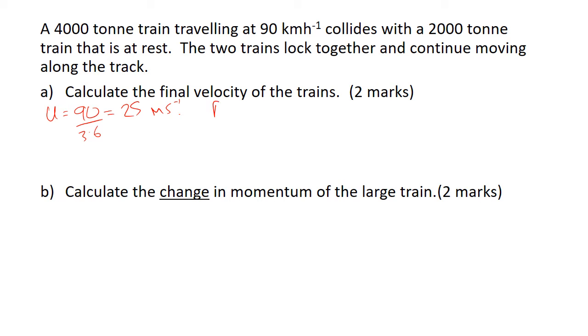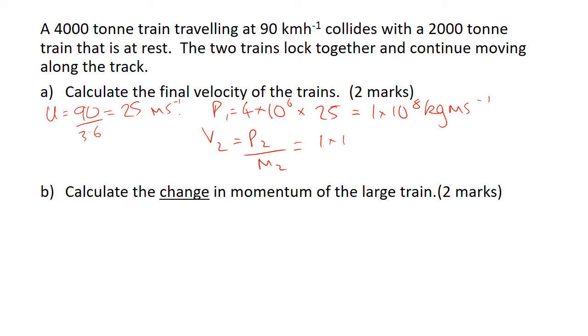Okay, so the first thing we've got to always think about is the initial momentum. Now, only one object is moving before, which is the 4,000 ton train. So that's 4 times 10 to the 6 kilos times 25 meters per second, and we get 1 times 10 to the power of 8 kilogram meters per second as the momentum. And then the velocity after the collision is just going to be P2, which is the same value, over M2. Now, in this case, the 2 trains have locked together, which is a fairly standard basic momentum question. And so you get 1 times 10 to the 8 over 6 times 10 to the 6. And this is 16.7 meters per second.